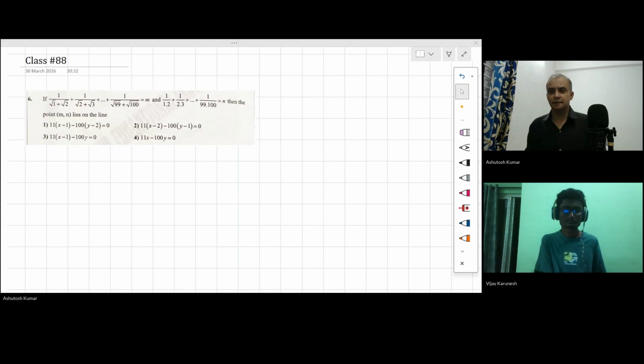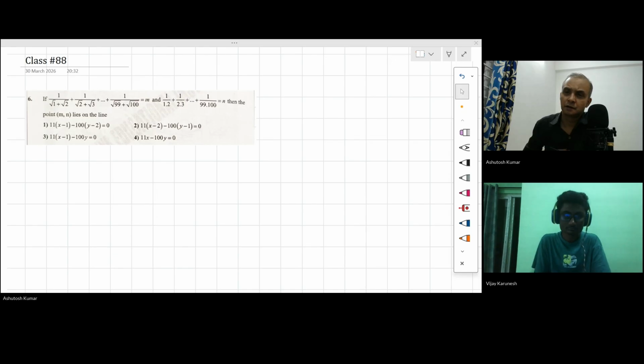So here what we can see, all those things we can make telescopic. How can we make it telescopic? Let's see. This first term. Okay, by the way, can you write it in the summation form?